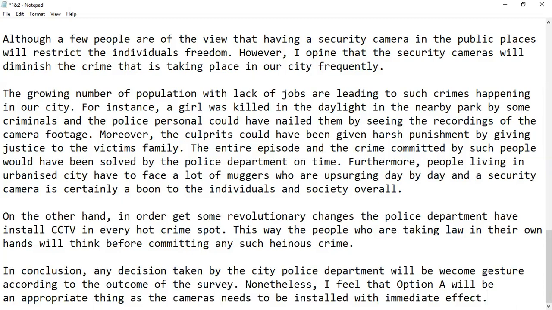We saw that in Delhi just before yesterday or day before, I do not know when, I forgot. A girl was found in the park. She was murdered. Moreover, the culprits could have been given harsh punishment by giving justice to the victim's family.